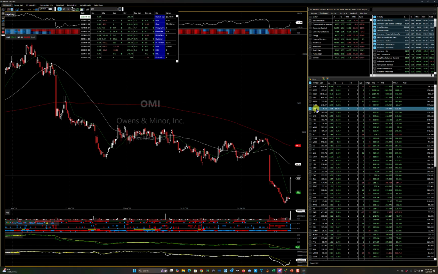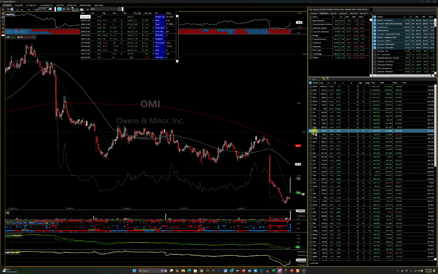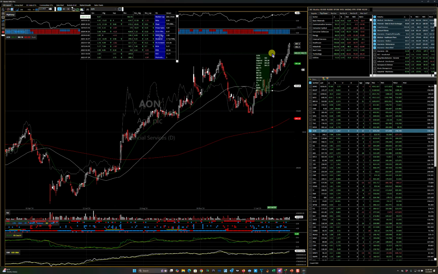OMI, Owens and Minor, kind of down in its pattern, another type of distributor. I know the oncology distributor as well. Yet a gap, volume, breakout, momentum, relative strength, and OBV look good. Earnings are out. I just get nervous when it's so far below the moving averages. So a top-down person might just select the top 10 groups and go through a couple of the insurance companies. Aon breaking out to new highs.